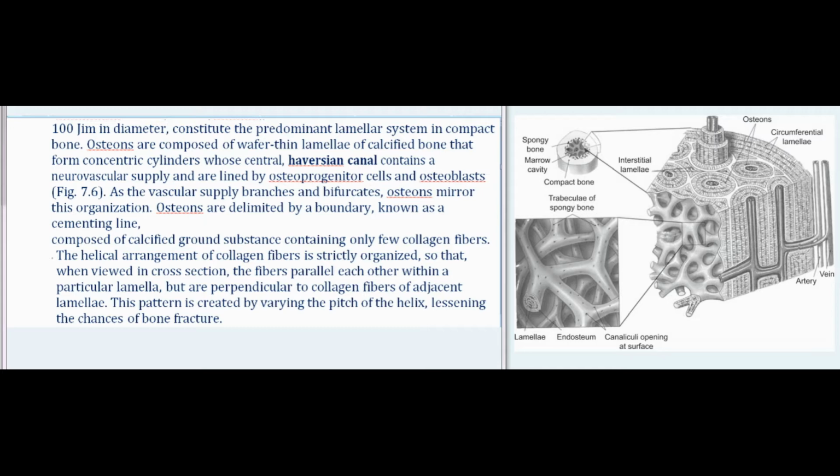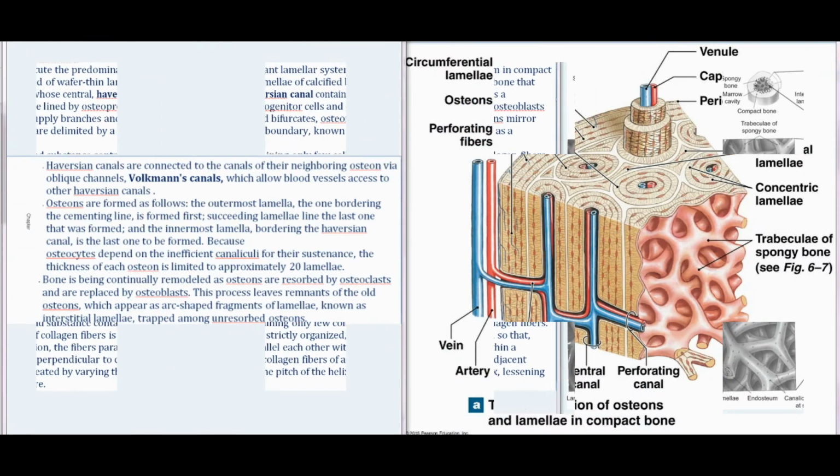As the vascular supply branches and bifurcates, osteons mirror this organization. Osteons are delimited by a boundary, known as a cementing line, composed of calcified ground substance containing only few collagen fibers. The helical arrangement of collagen fibers is strictly organized, so that, when viewed in cross-section, the fibers parallel each other within a particular lamella, but are perpendicular to collagen fibers of adjacent lamellae. This pattern is created by varying the pitch of the helix, lessening the chances of bone fracture.